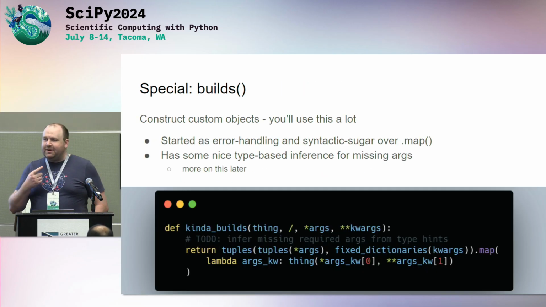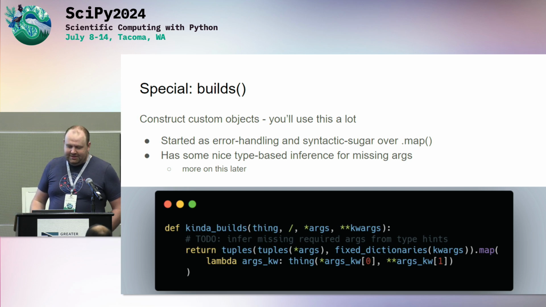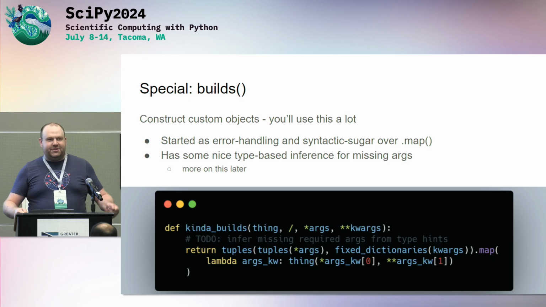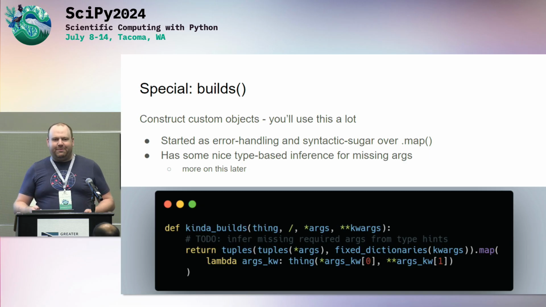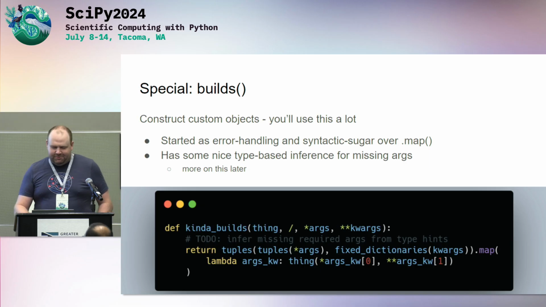Who here has ever defined their own class? Most of us. Supposing that you want to get an instance of a class, you can use the builds strategy. It's pretty simple. You pass it the thing you want to call, and you pass it strategies as positional arguments and strategies as keyword arguments. We draw the elements from each of those strategies, and then we call your thing with them as positional and keyword arguments. So it's pretty straightforward.